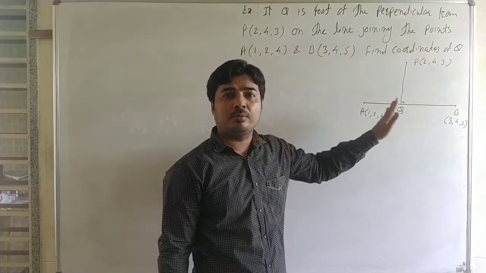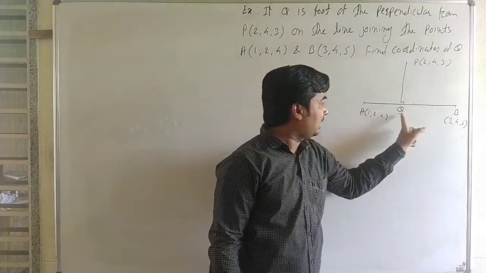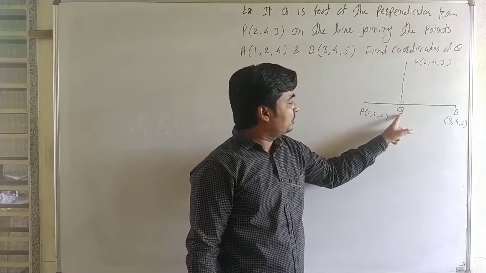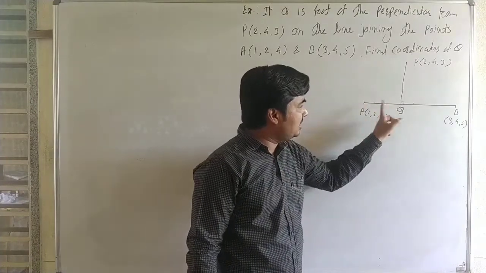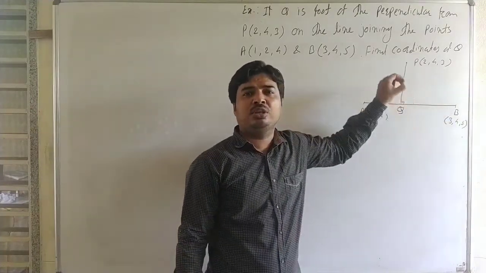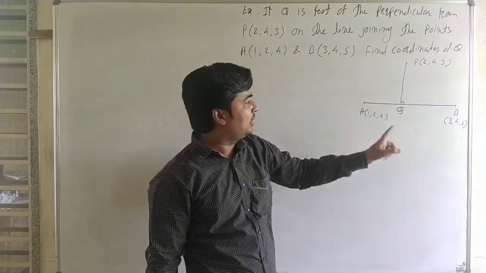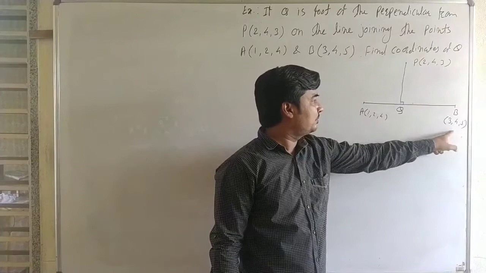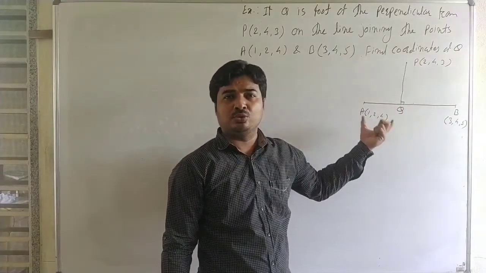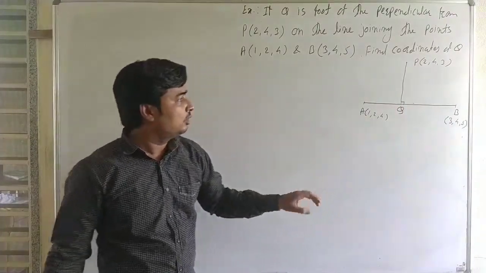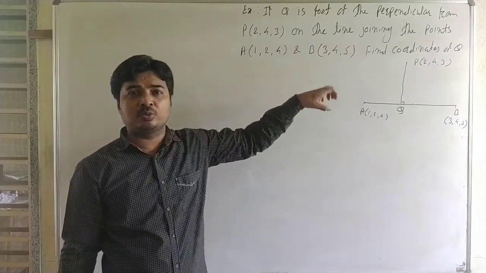Q is the foot of the perpendicular on the line. Therefore Q divides line segment AB in the ratio k:1. कारण आपल्याला रेशो ही माहित नाही. Okay, consider it as k:1. Q divides AB in the ratio k:1. Then by internal division we want to find the coordinates of the point Q.